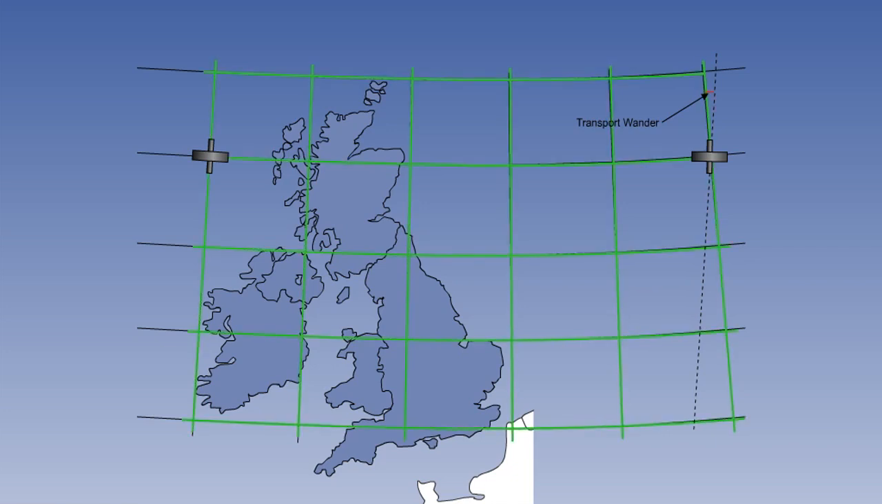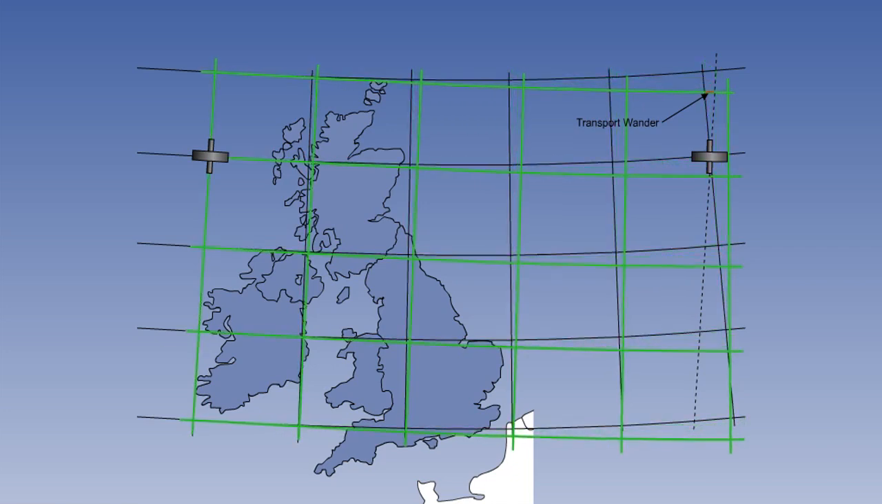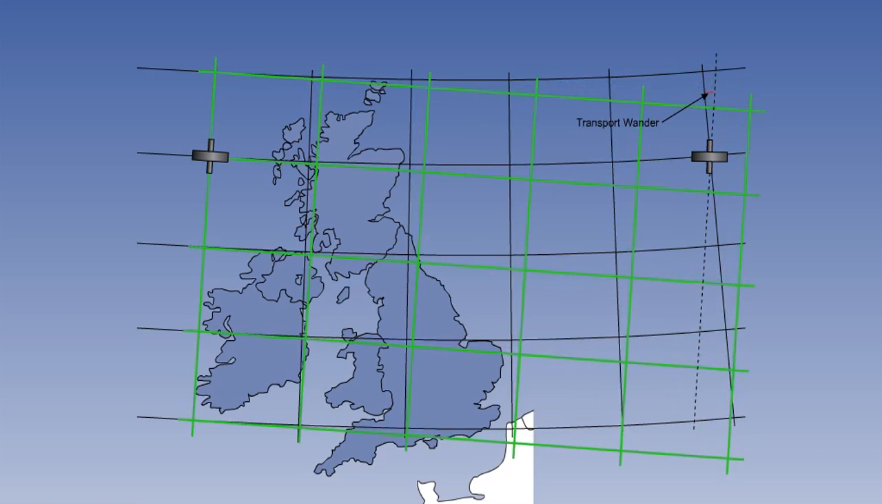However, to operate in grid, no correction is required. What is required is a direction that does not change with change of longitude, in other words, a grid. Therefore, we use the gyro, but without any correction for transport wander or meridian convergence. It is actually easier when using a gyro to fly in grid rather than true, because you don't have to correct for transport wander.